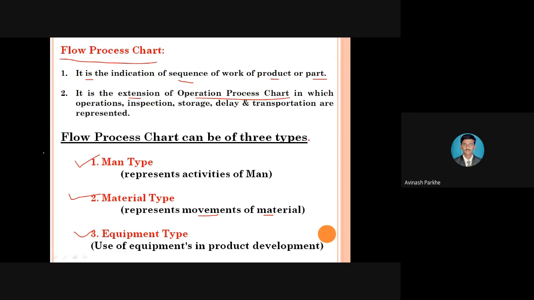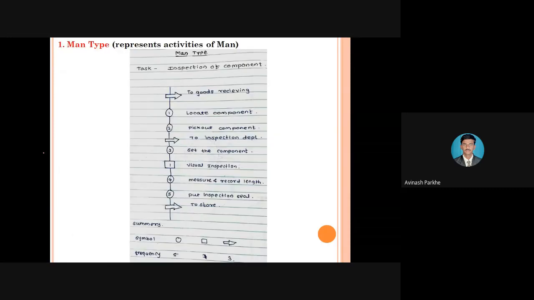So these are the 3 types, and the importance related to this flow process chart is that it is the extension of the operation process chart, in which all the movements, operations, inspection, storage, delay, and transportation from one machine to another machine are recorded. Now we will discuss all these things with the help of examples.